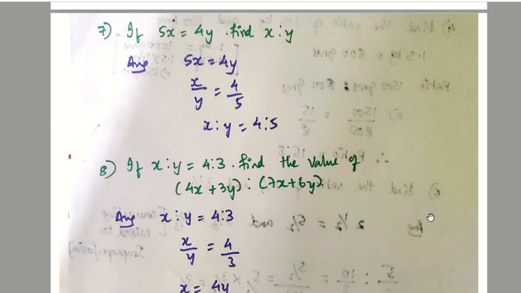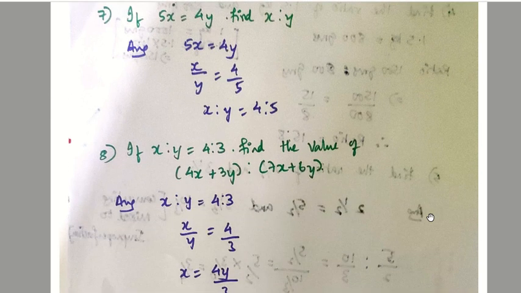So our next question, if 5x is equal to 4y, find the value of x is to y. So 5x is equal to 4y. So x by y is equal to 4 by 5. Therefore x is to y is 4 is to 5. So just the numerator and denominator.